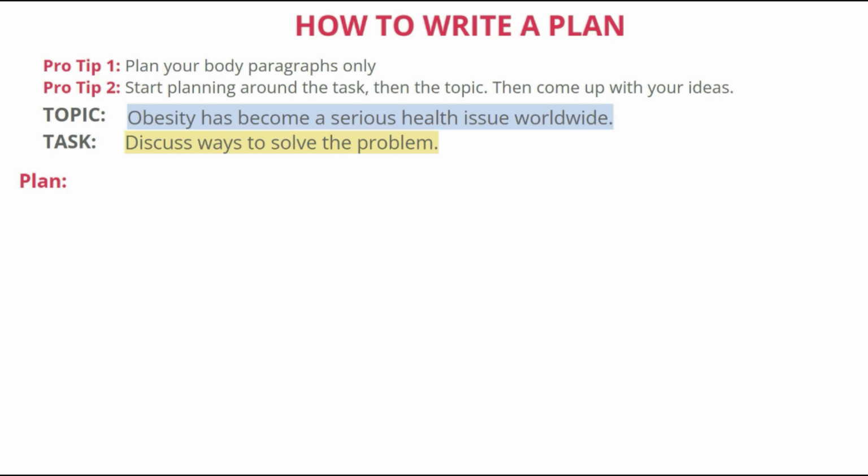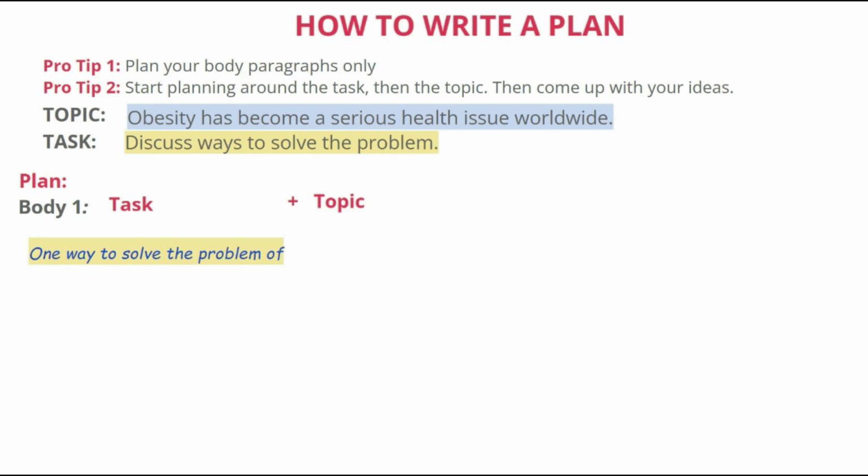First, I'll start planning body paragraph 1. And I need to remember to plan starting from the task and then moving on to the topic. In this case, in my first body paragraph, according to the task, I need to write about my solution 1 to the problem of obesity. So this will be the beginning of my paragraph, and I wrote 1 way to solve the problem of.